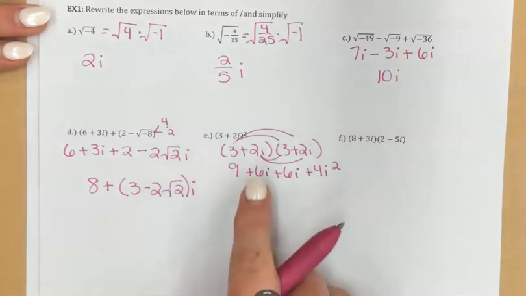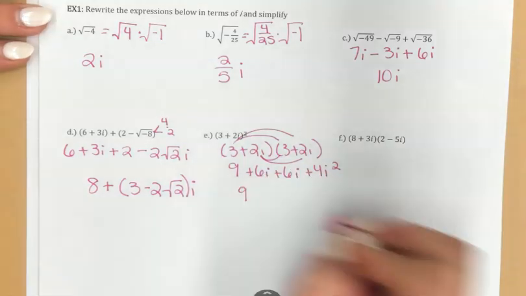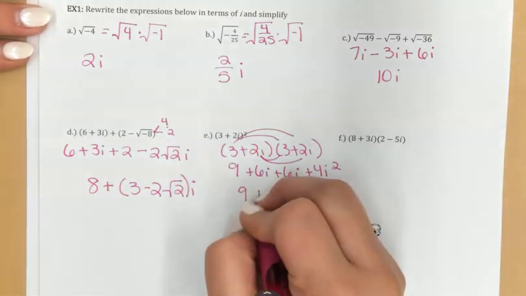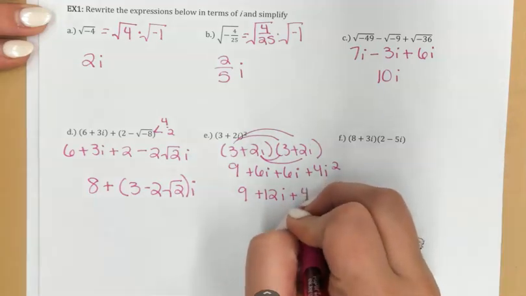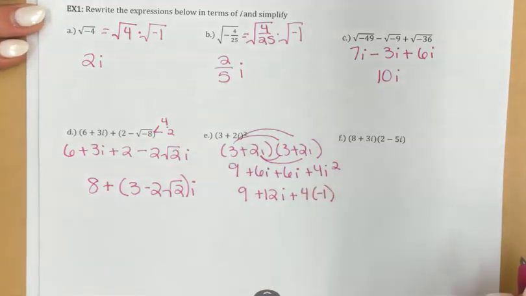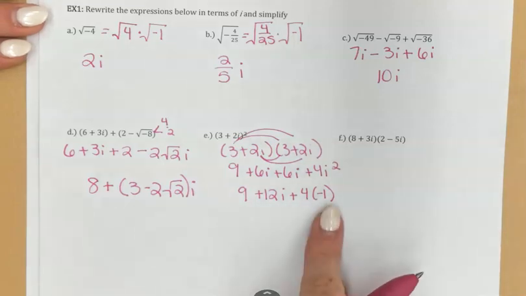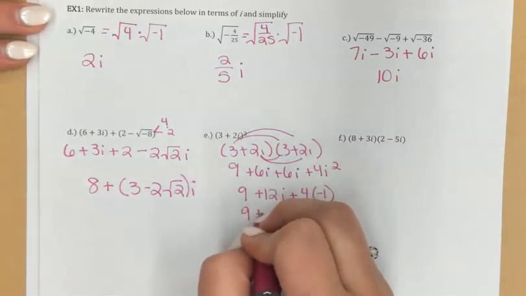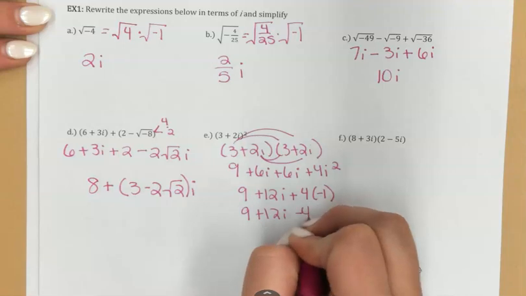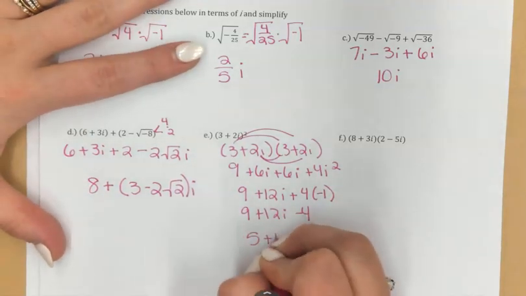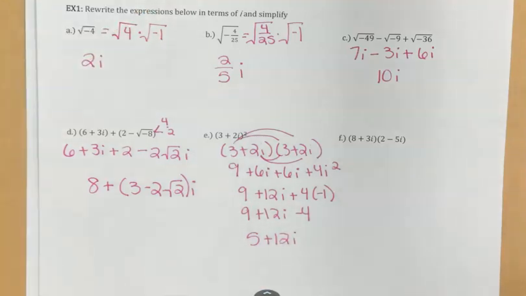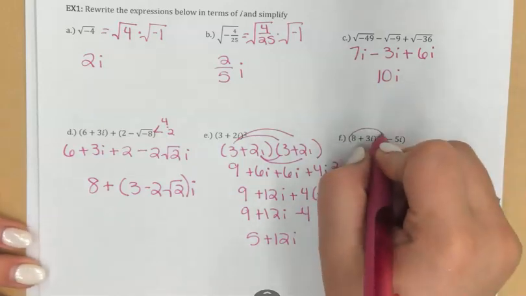Now I can combine my like terms. Currently, I don't have anything to combine with the 9. 6i and 6i gives me 12i. Then I have 4i squared. And remember, i squared equals -1. So this is the same thing as 4 times -1, which becomes -4. So combining my real numbers that have to go in front, 5 plus 12i is my final result for example E.